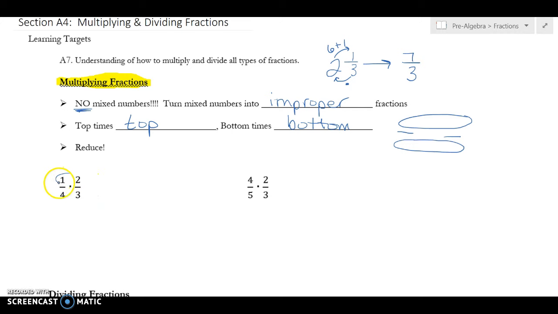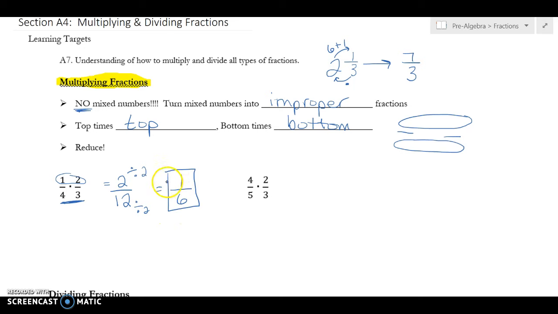So I'm just going to do the top numbers together. 1 times 2 is 2. And then I do my bottom numbers together. 4 times 3 is 12. Now, if you notice, 2 goes into both of those, so I can divide both of them by 2. And so I get 1/6.